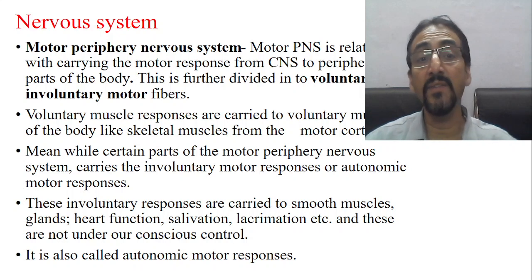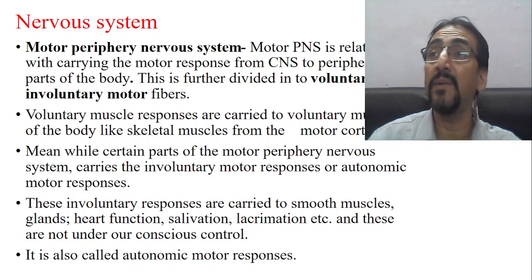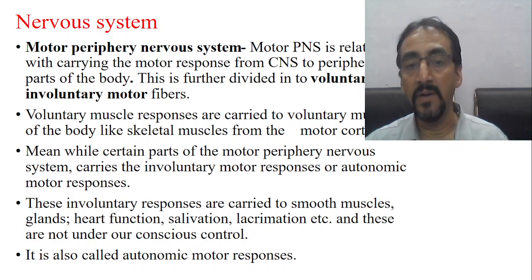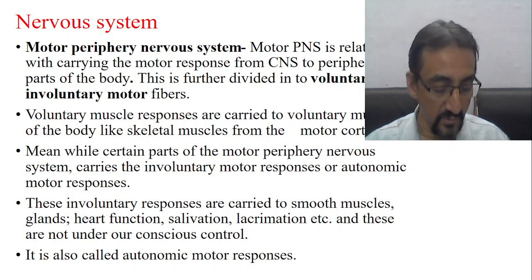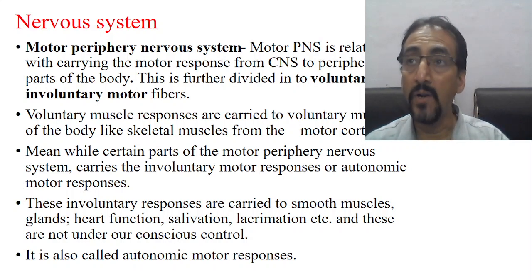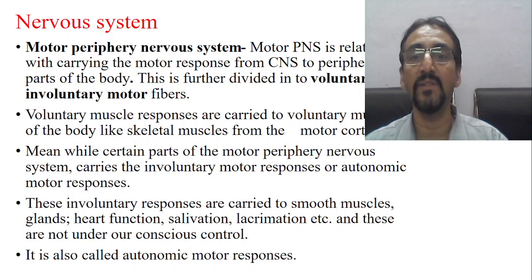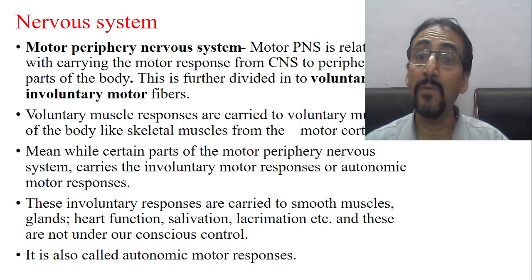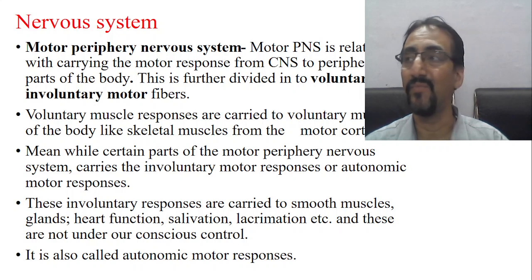The voluntary muscle responses are carried to the voluntary muscles of the body. जो voluntary muscles है, voluntary जो nerves है, so they carry the response to the voluntary muscles of the body. That is skeletal muscles of the body. Okay. Meanwhile, certain parts of the motor peripheral nerve system carry the involuntary motor responses.